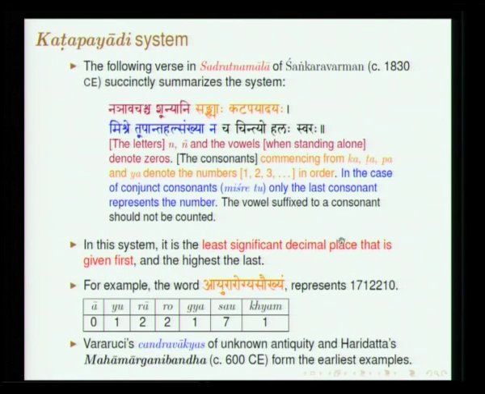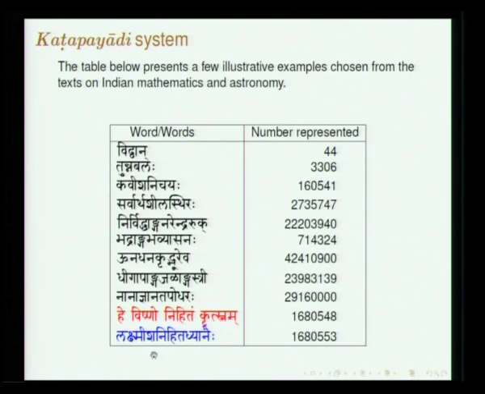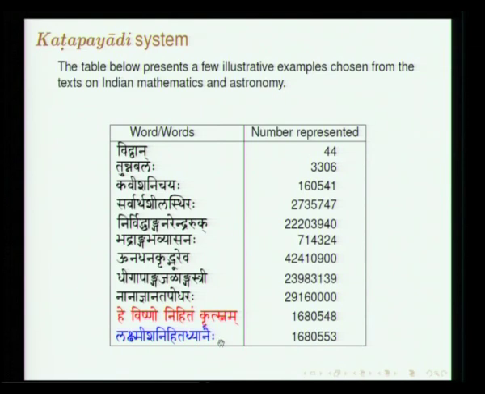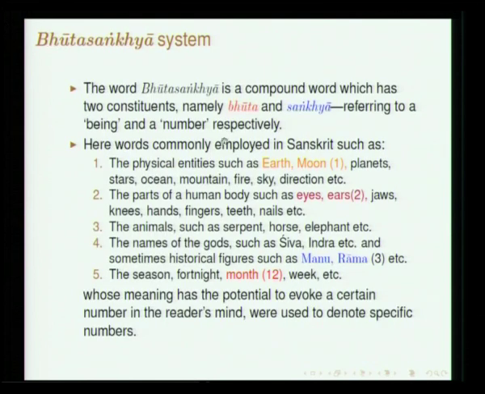So this is another way of coding it. In fact, there are several examples like this. One of the astronomical works called Tantra Sangraha starts with the invocatory verse He Vishnu Nihitam Kritsanam. It represents this date, and Lakshmisha Nihita Dhyanaihi appears in the last verse of the text and it represents this number. If you see this, the difference is only 5 days. Apparently this person Neelakantha composed, that is what commentators say, this entire work Tantra Sangraha, about 430 verses and odd, in just 5 days. So these are all examples.